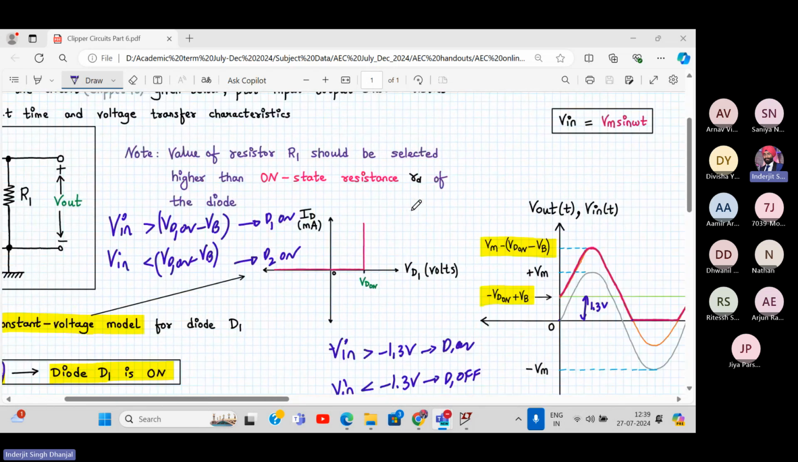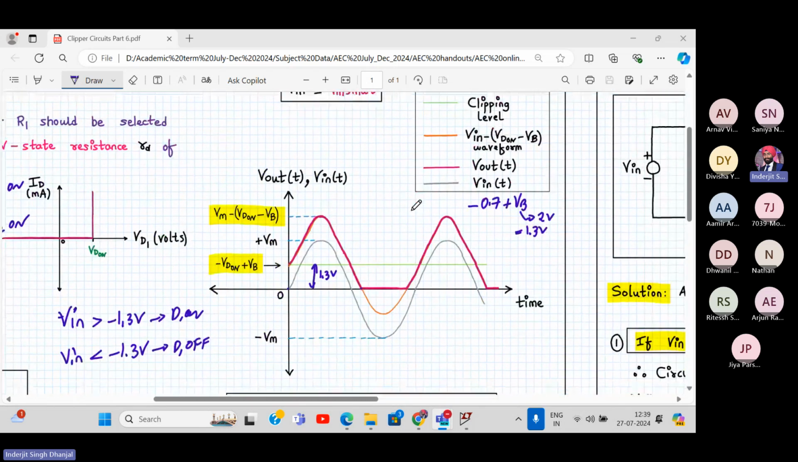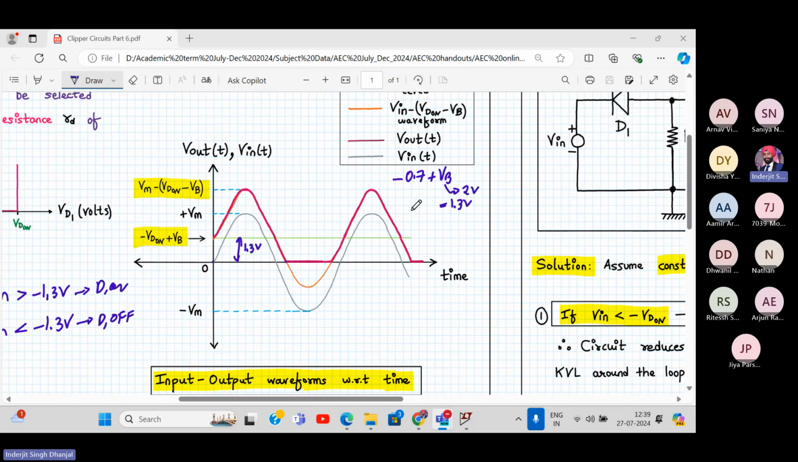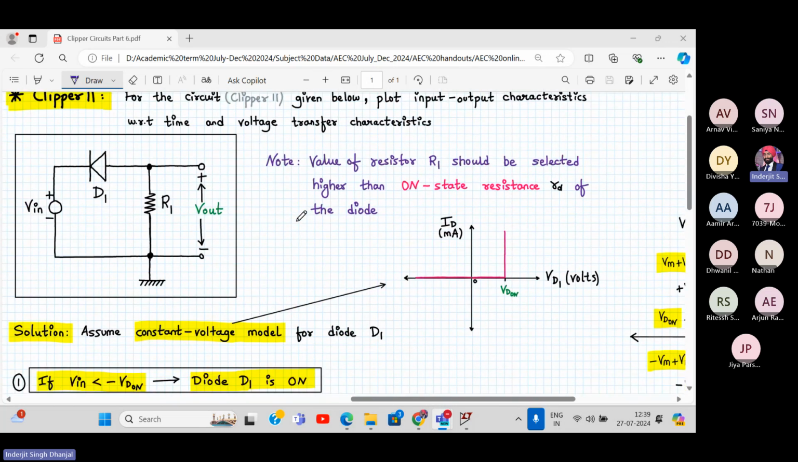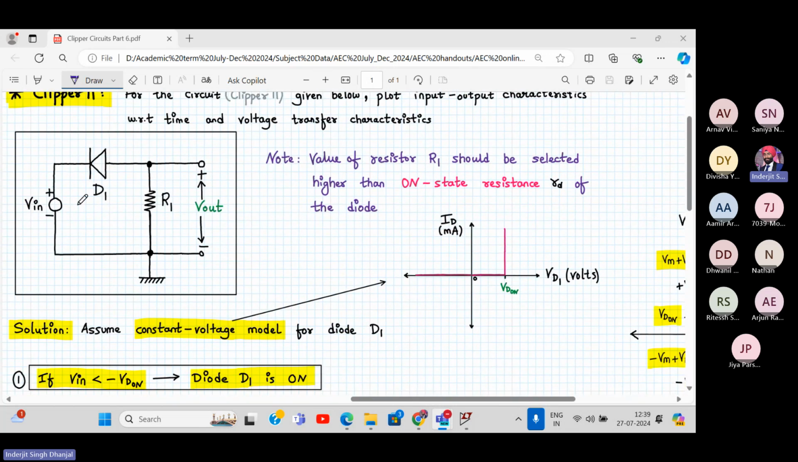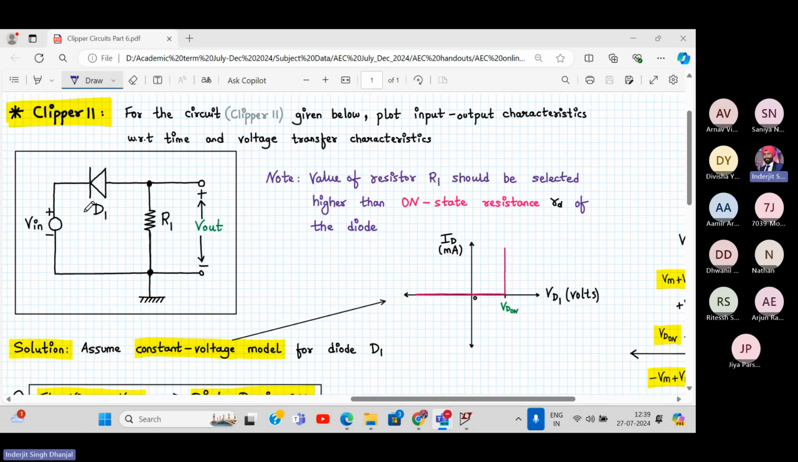We are almost on the verge of completing clipper circuits. So, okay. Can we move on to the last category of clipper circuits? That's it. 11, 12, 13. 13 clipper circuits are there. Now we have reversed the polarity of the diode. That's it. Now, can you tell me what will be the level now?